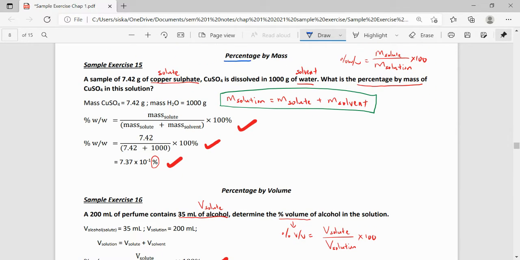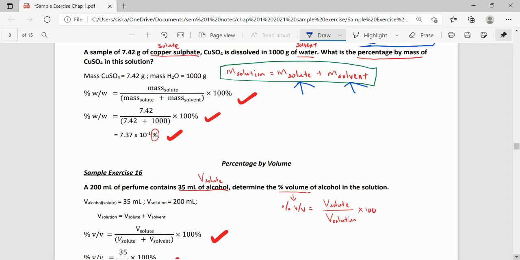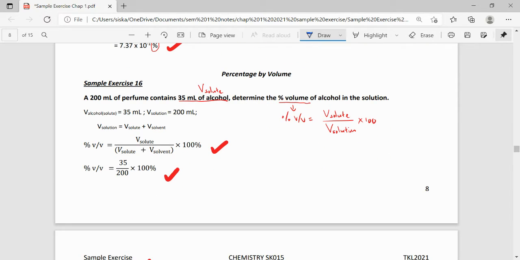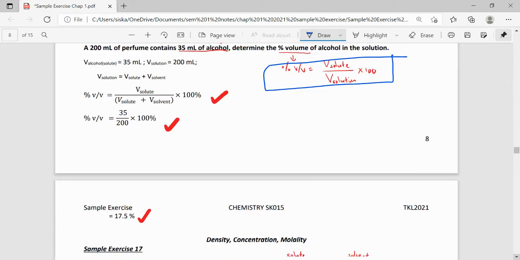Okay, percentage by mass. When we look at percentage by mass, we must know that it is mass of solute over mass of solution. So you must know how to calculate. In this case, mass of solution, you must remember, is mass of solute plus mass of solvent. Next one, percentage by volume. It's the same, volume of solute over volume of solution.